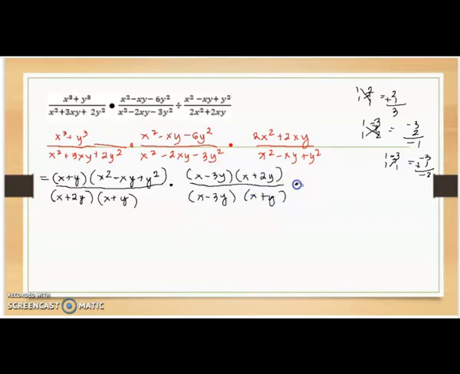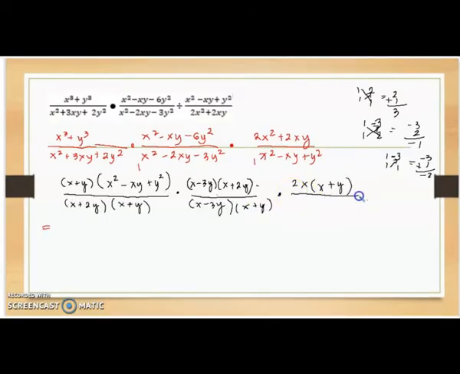And then 2x squared plus 2xy. Get the common factor, which is 2x. So 2x squared divided by 2x is x, and 2xy divided by 2x is y. And then x squared minus xy plus y squared is already a prime expression, so just copy it: x squared minus xy plus y squared.